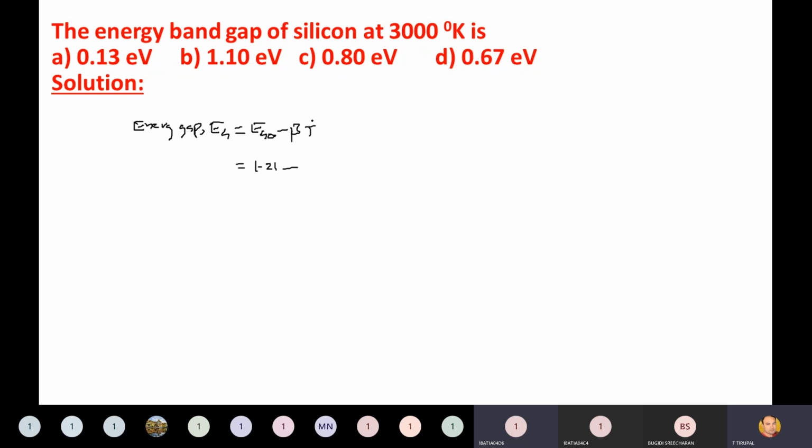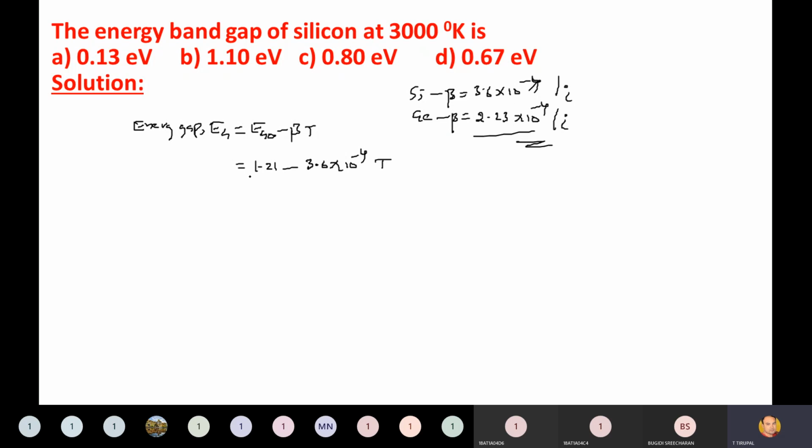What is beta? Beta is the change in energy gap with respect to temperature. For silicon it is 3.6 into 10 power minus 4. You should remember this. For germanium, what is the beta? 2.23 into 10 power minus 4. You should remember all this, right? So this is the decrement of energy gap per every degree rise in temperature.